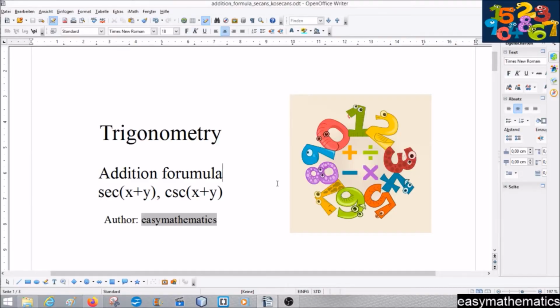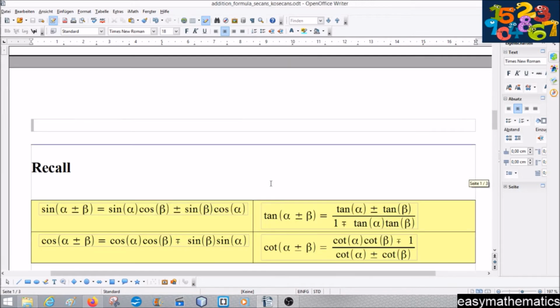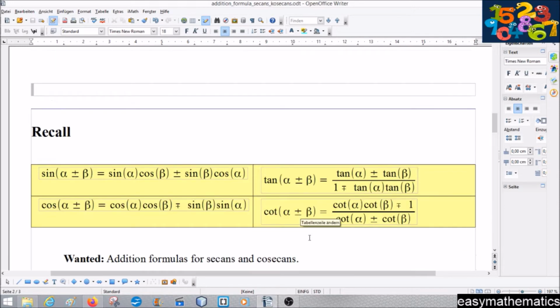So welcome to the mathematics and a new video. Today I want to show you the addition formulas for the secant and the cosecant function. And first I want to make a recall. So I assume we know about these four addition formulas for sine, cosine, tangent, and cotangent.